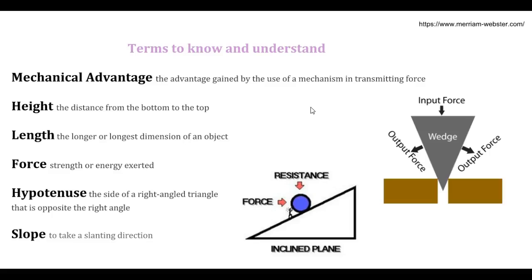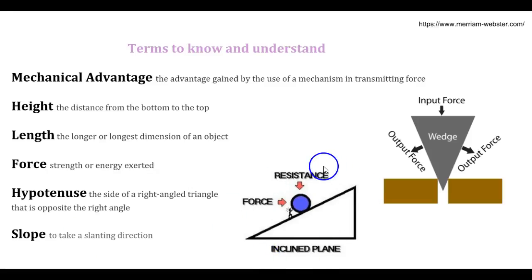Hypotenuse: the side of the right angle triangle that is opposite the right angle. Okay, so this would be your right angle on your triangle. So this would be opposite of your right angle. Okay, and then slope: to take a slanting direction.